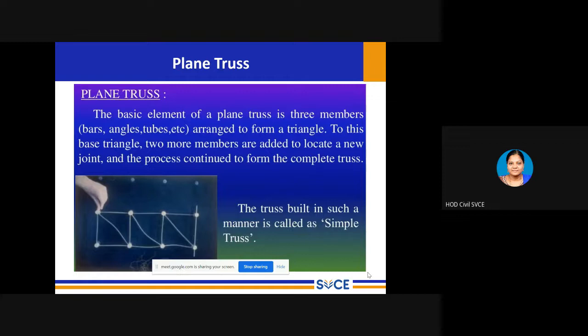So the truss which is constructed in this manner, we call it a simple truss. We have bars, angle sections, and tubular sections, etc. These sections normally will be arranged in order to form a triangle, and we construct the complete truss by repeating this. All the members will be connected at certain points, which we call either nodes or joints. So this is a plane truss system.